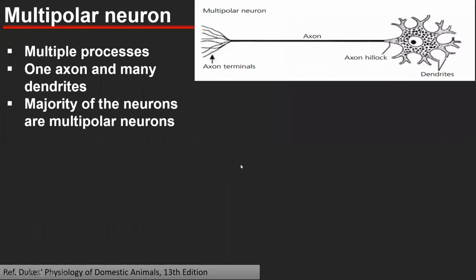So multipolar neuron has multiple processes, and these processes may synapse with many neurons, and one axon. In unipolar, bipolar, or multipolar, we have to remember that there is only one axon which takes the information to other neurons or the CNS, but they may have many dendrites or many processes. So the processes that originate from the cell body are one axon and many dendrites. So this is the multipolar neuron, and the majority of the neurons are multipolar neurons. Okay, thank you.